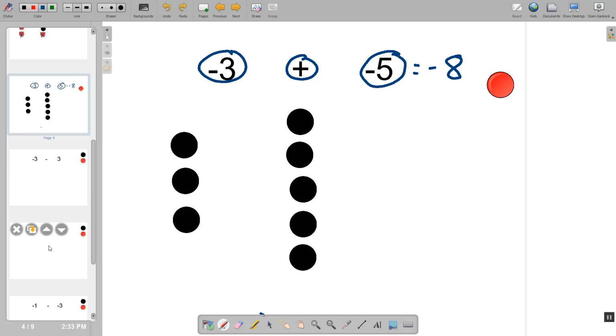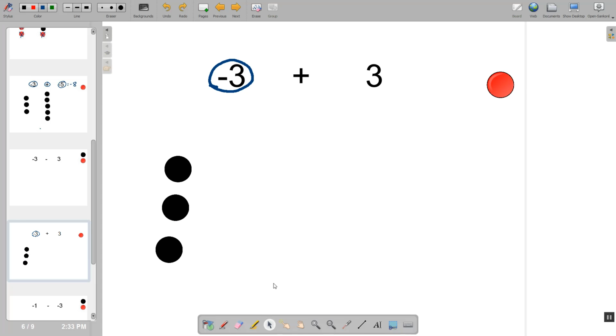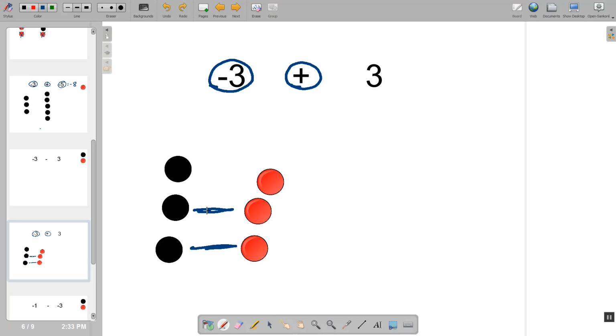Okay, so let's jump down to here. So we want to start with negative 3, so 3 negative chips on the board, and we need to add 3 positive chips to the board. Okay? We do not have one type of chip, but we do have 3 zeros. 1 zero, 2 zeros, 3 zeros. There's nothing else left on the board, therefore our answer has to be 0.